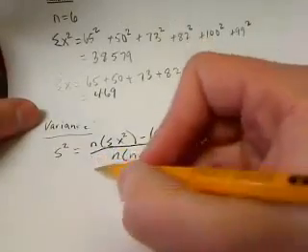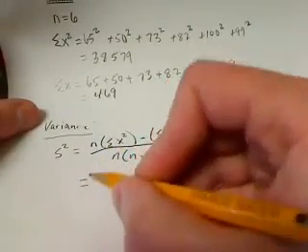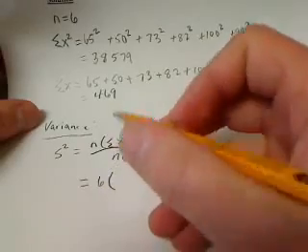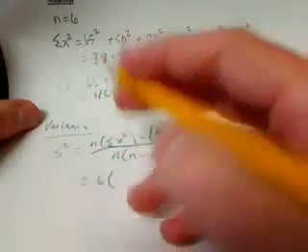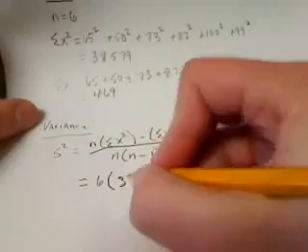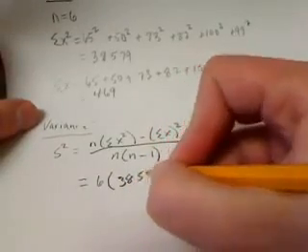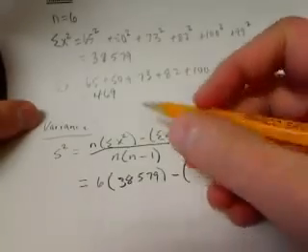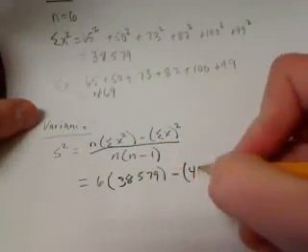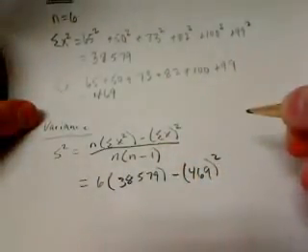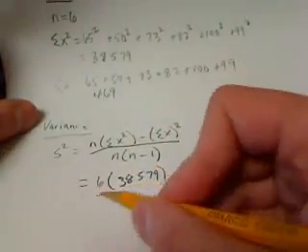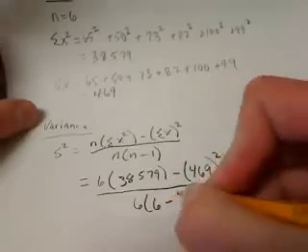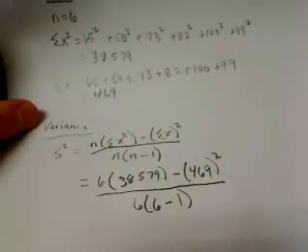When we plug all those values in, we know n is 6, so we'll plug that in. The summation of x squared, we had just calculated that up here, which is 38,579. We'll then subtract the summation of x. Well, the summation of x was 469, and then we'll square it. And then we'll divide everything by n, which is 6, times n, which is 6, and then minus 1.